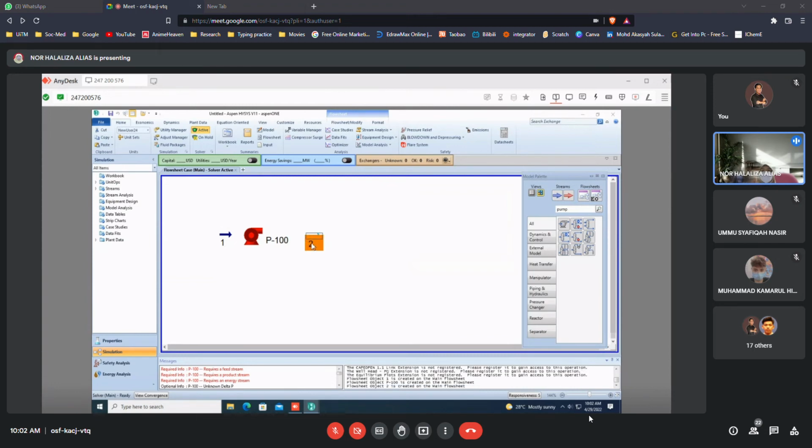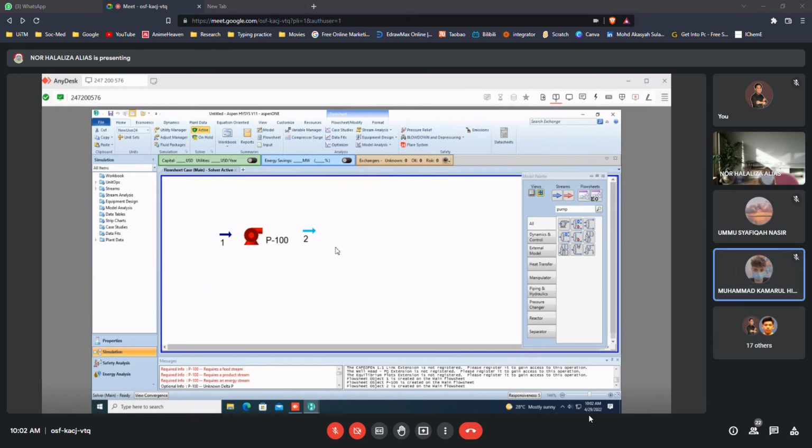Ni you boleh ubah, boleh drag. Okay, nampak beza. Dark blue and then also light blue. Okay, light blue ni maknanya belum converge lah. Okay, so far okay? Class?